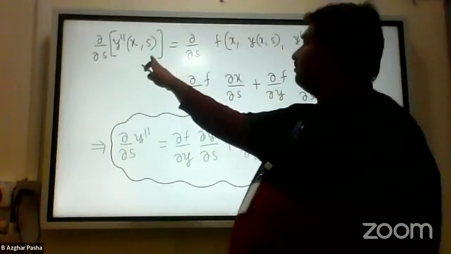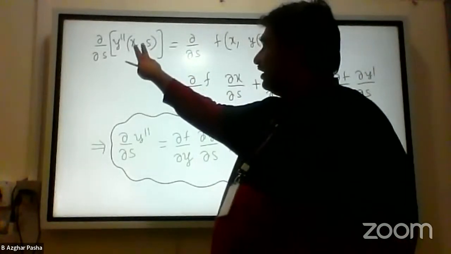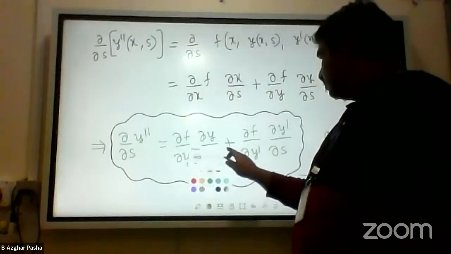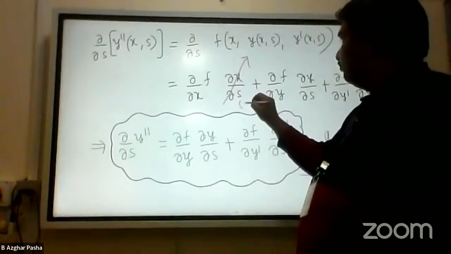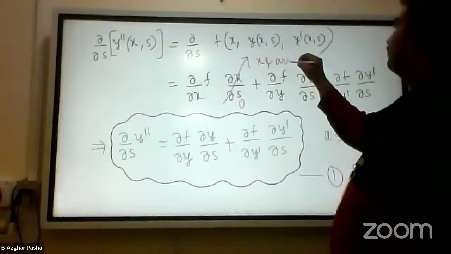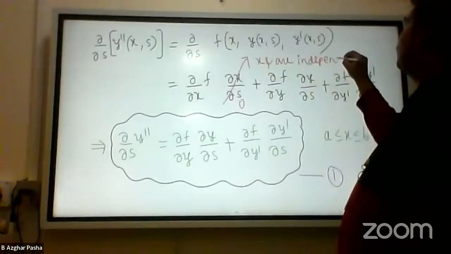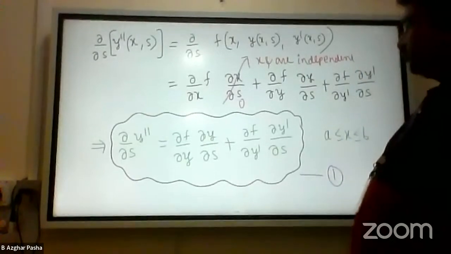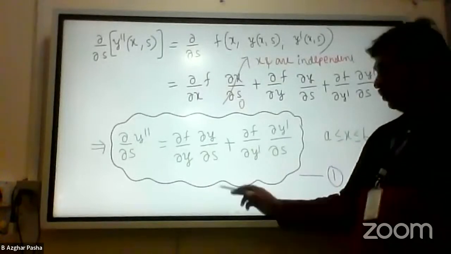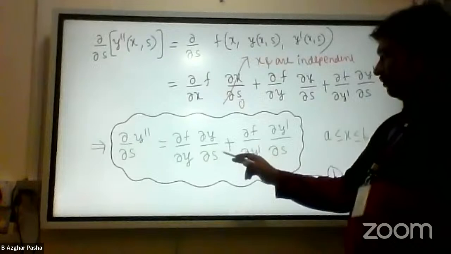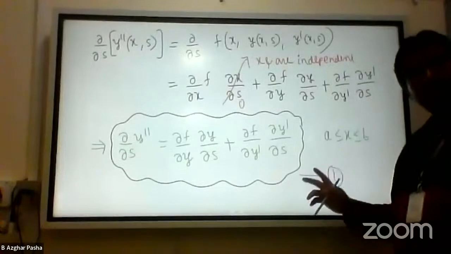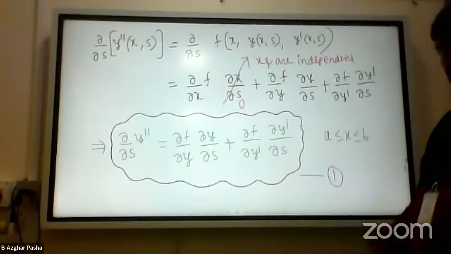Now, in our assumption, there is no dependency between x and s. X and s are independent variables. So this term is 0. No contribution from this term. X and s are independent. So this equation dou y double dash by dou s becomes dou f by dou y times dou y by dou s, plus dou f by dou y dash times dou y dash by dou s. Call it equation number 1. This is an important step.